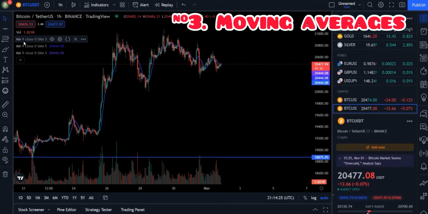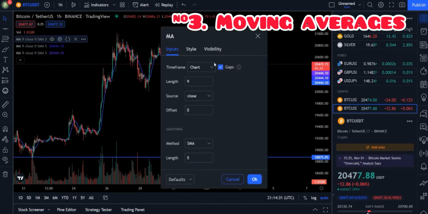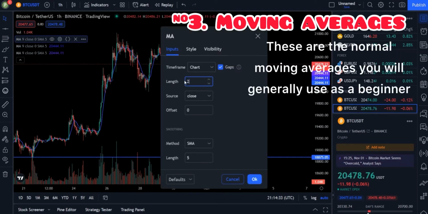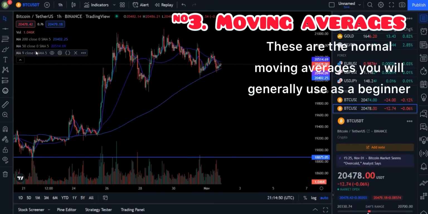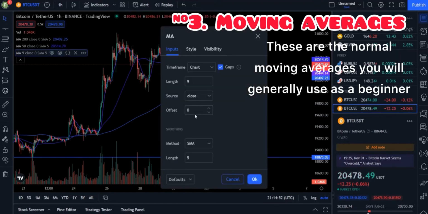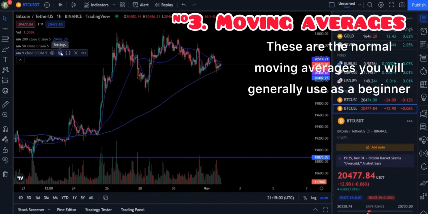So as you can see over here, it gave you the MA 9, 9, and 9. If you want to change those, you can just come over here and change the length. Usually we use the 200-day simple moving average. Then we can use the 50-day simple moving average. And you can probably use the 9 exponential moving average, which is EMA. And then obviously you want to make them different colors.